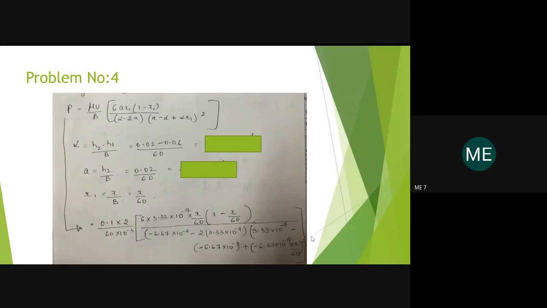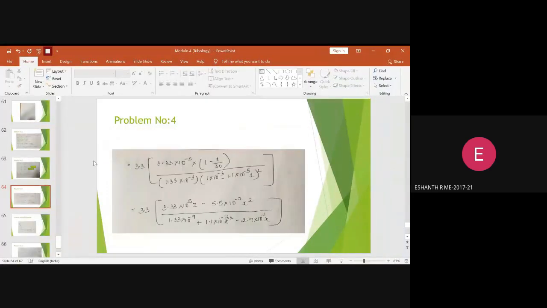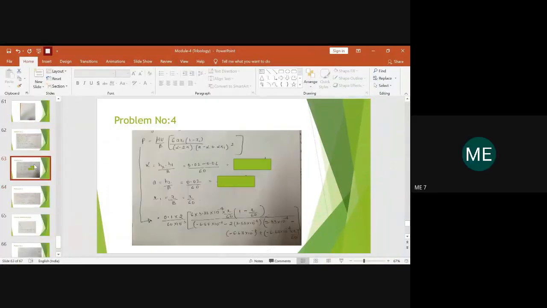How much are you getting? Minus 6.67 into 10 power minus 4. Okay, let me see. Yes, minus 6.67 into 10 to the power of minus 4. So now we have got the value of alpha.